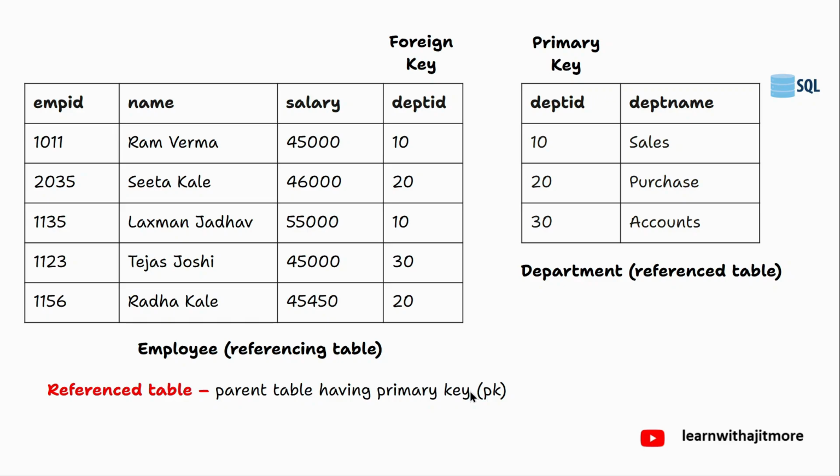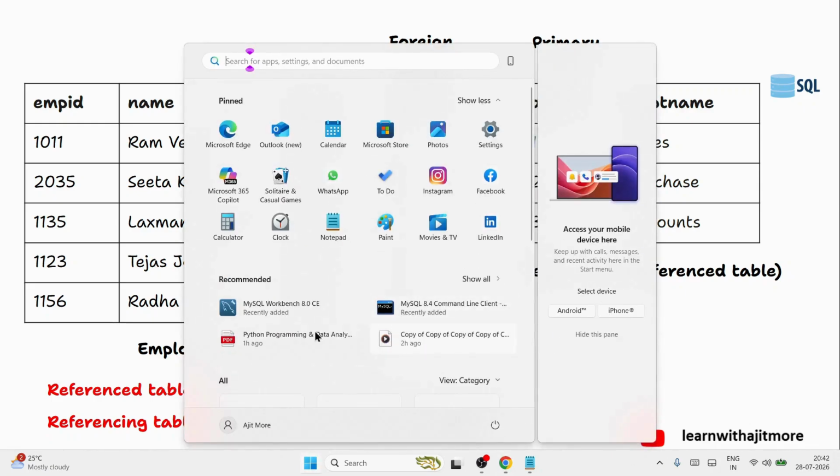ठीक है? तो referenced table, parent table having primary key, and referencing table, child table having foreign key. तो always remember, जिस table में foreign key है वो child table, and जिस table में वो primary key है, जिसकी value वो refer कर रहा है, तो वो हमेशा parent table रहता है. ठीक है? See, I'll quickly show you this as a demonstration.